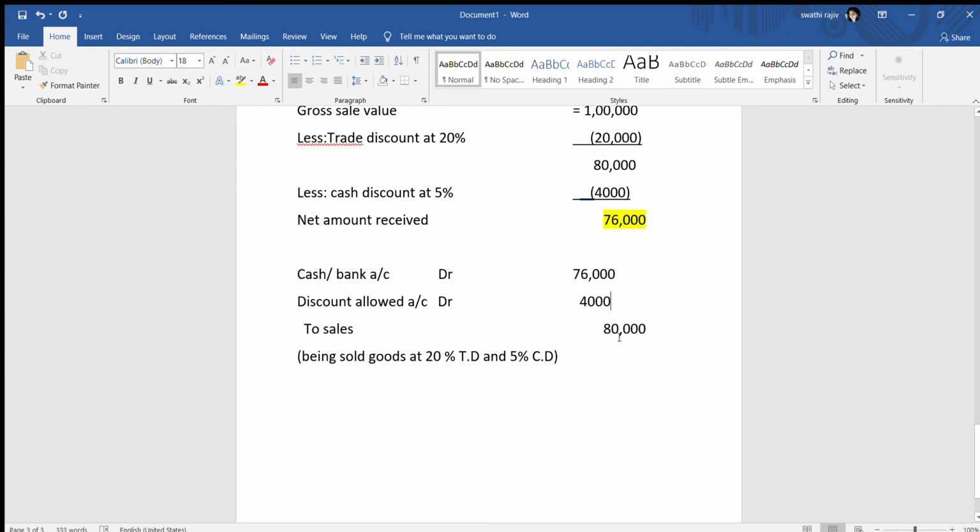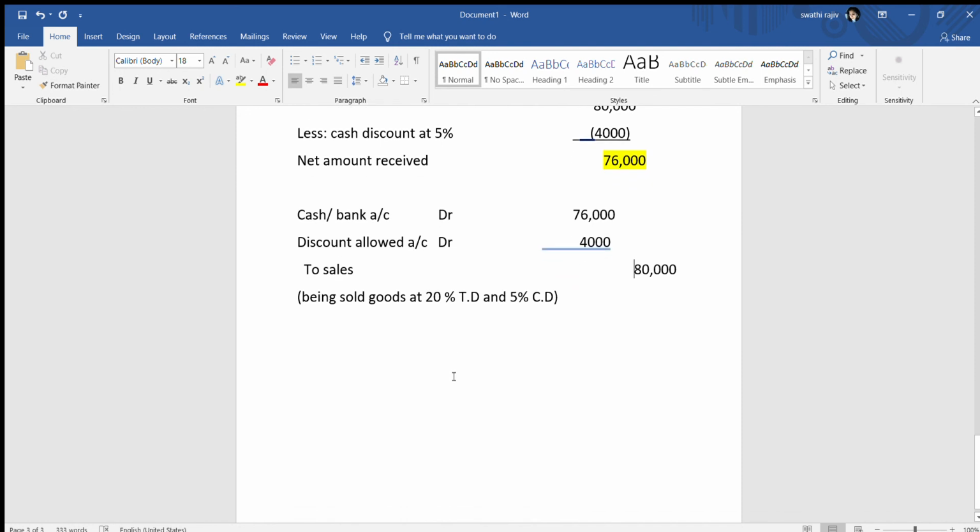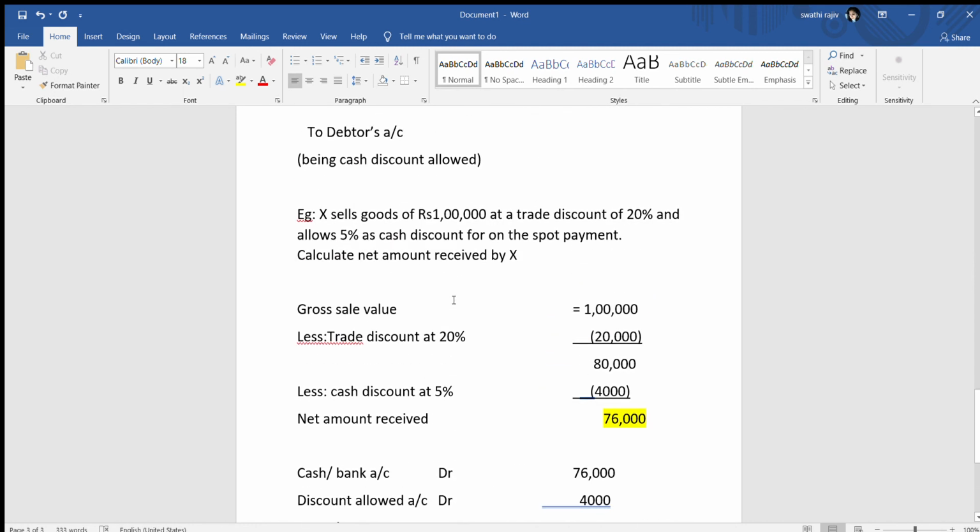Now again, your debit side equals your credit side. That's how it goes, right? And what is the narration? Being sold goods at 20% of trade discount and 5% of cash discount. You can always write trade discount, whatever the transaction you have done, in your narration. While you're writing narration, you can do that. But when you're passing a journal entry, the entry debit credit, trade discount has no place in here.